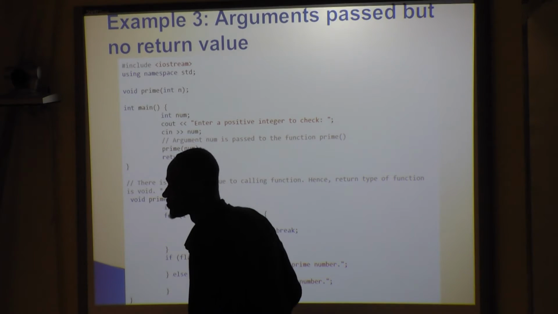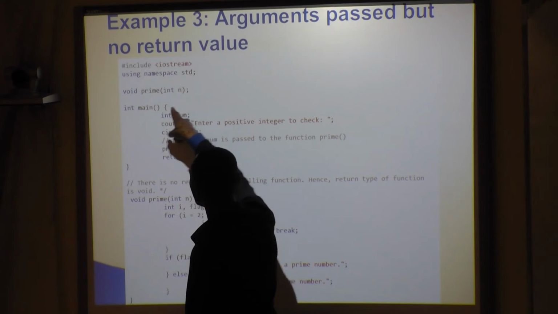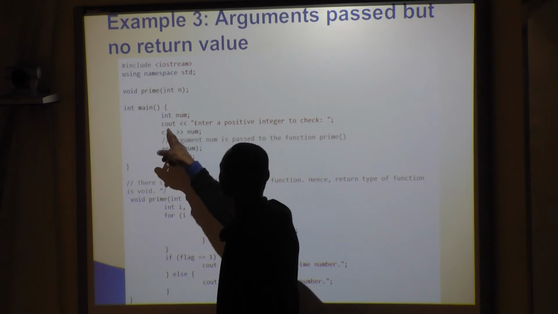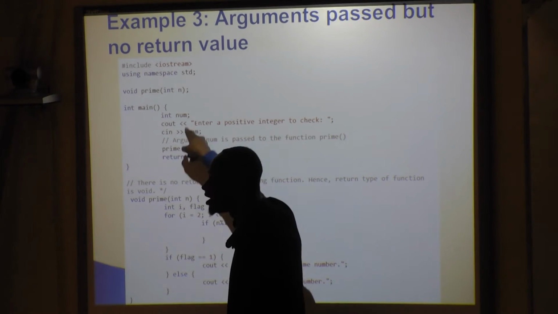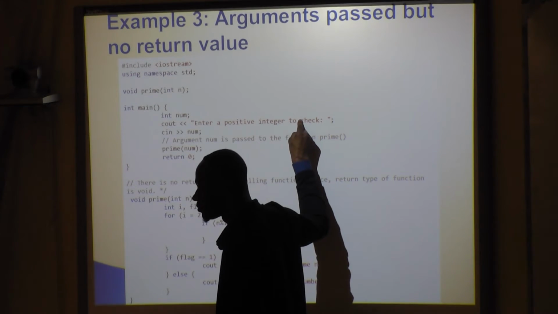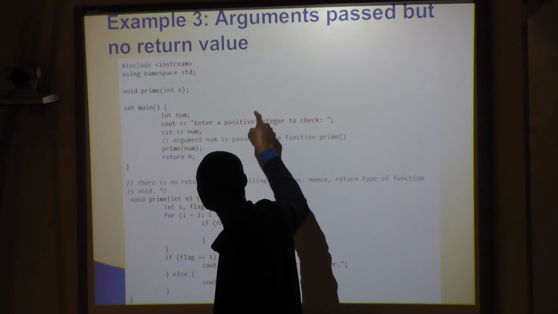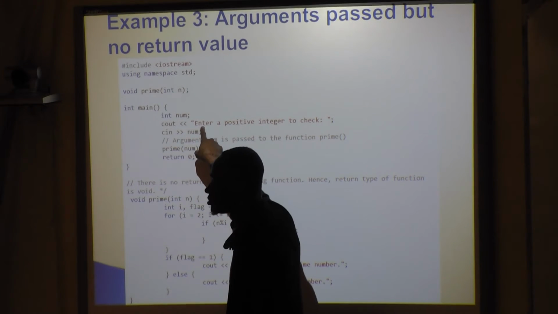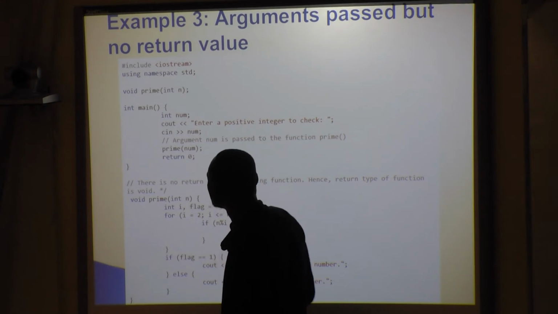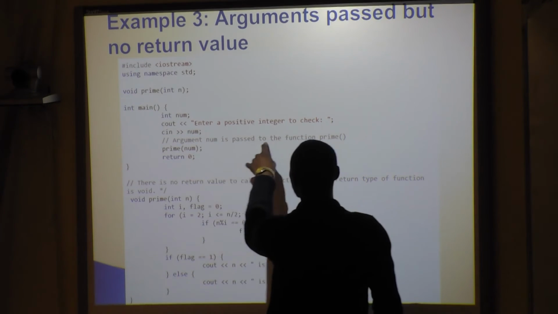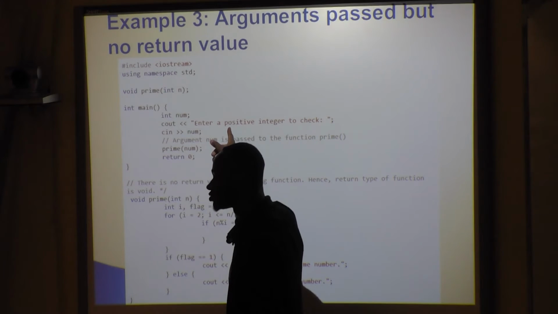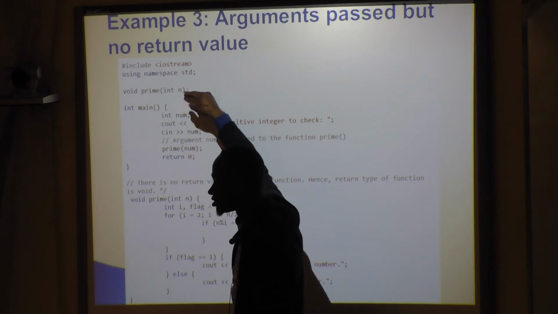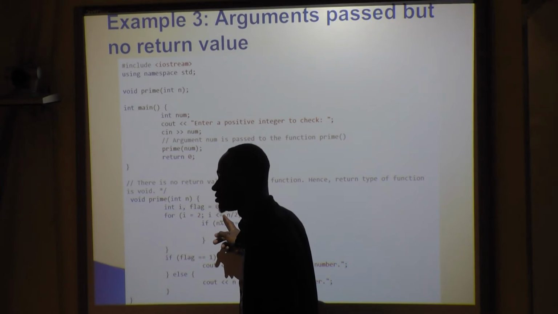You don't. Okay, this is what is happening. This is my variable, right? Cout, enter positive integer to check. Here I'm asking a user to enter the value, right? And I load the user value to this variable, right? And then what am I going to do next? Argument num is passed to the function prime. That means I'm taking this value that the user entered to my function, this function here, right?